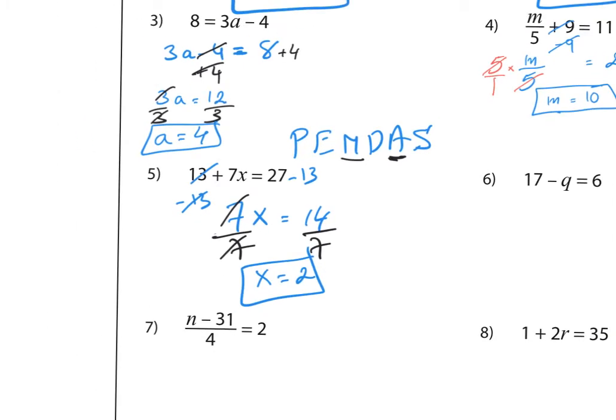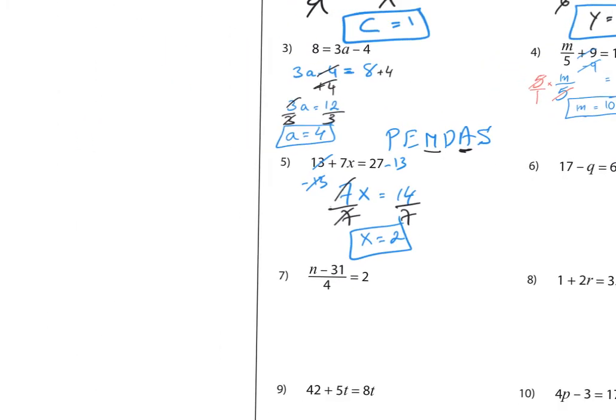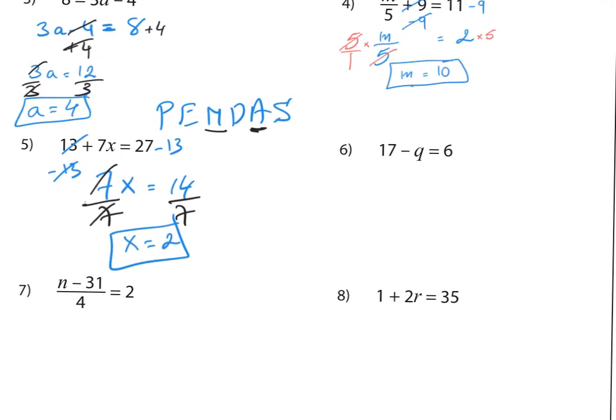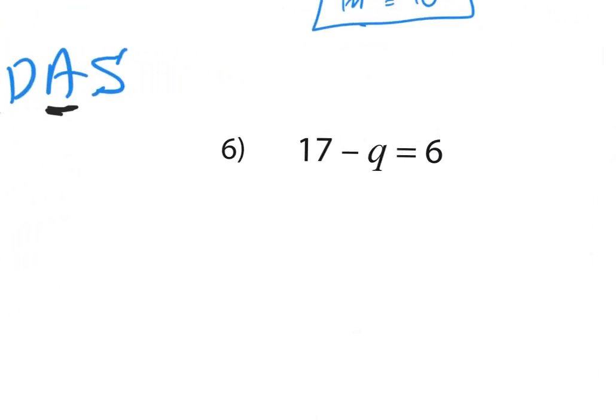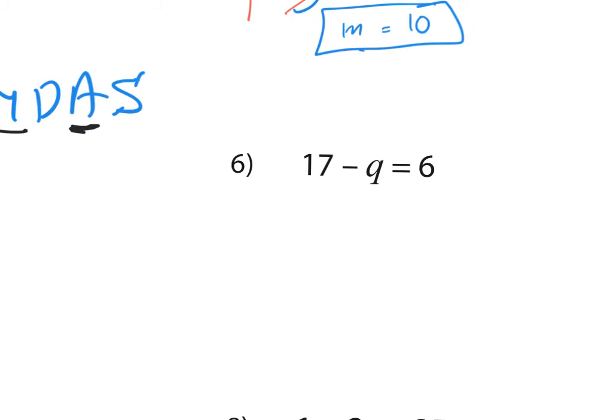All right, so let's move on to the next question here. We got number 6. So we have 17 minus q equals 6, right? So again, we need to cancel the 17 first. And that will be negative q. That looks like a 9, but that's q, right?